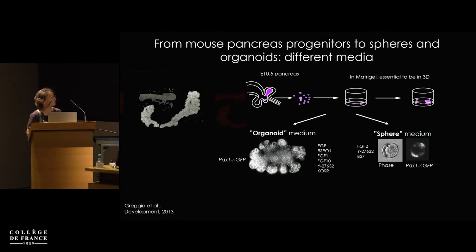So the way we start from the early pancreas, we dissociate the cells, we seed them in 3D in Matrigel, and being in 3D is important, otherwise many genes are downregulated and they're no longer pancreas progenitors. And we have two different media that we started working with, inspired from what we knew of development, and inspired also just by doing cooking, honestly. And we had two different outcomes.